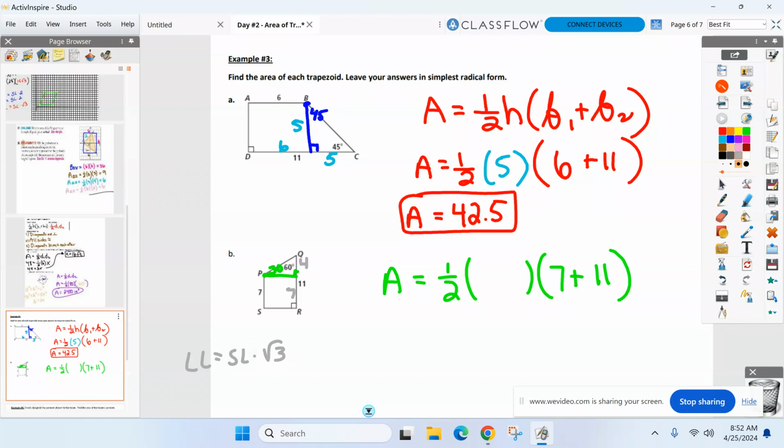Good. So that means the side across from 60, the height's got to be 4 radical 3. The shorter leg times radical 3. Now you can leave it in simplest radical form.